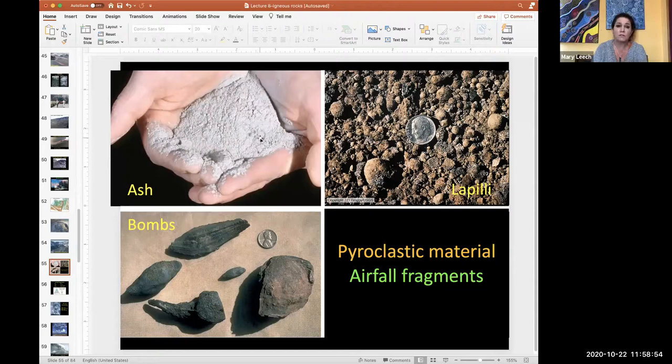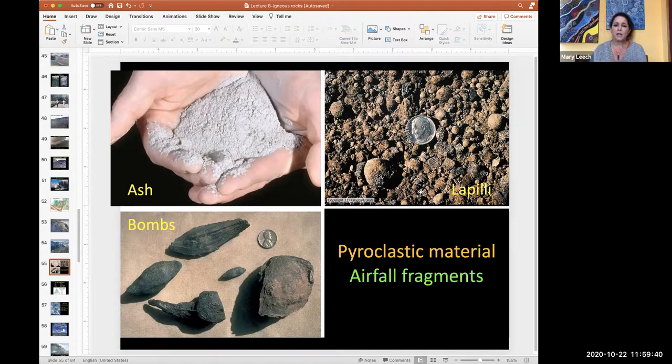Ash is another thing, lots and lots of ash. And then lapilli, that's a dime for scale. These are pea-sized particles. So cinder cones are mostly ash, lapilli, and some blocks and bombs. This stuff tends to be mafic when we're talking about a basaltic cinder cone. These are pyroclastic material, hot clasts. These are airfall fragments. So instead of lava flow giving us basaltic lava and then basalt, we're getting ash and lapilli and bombs.